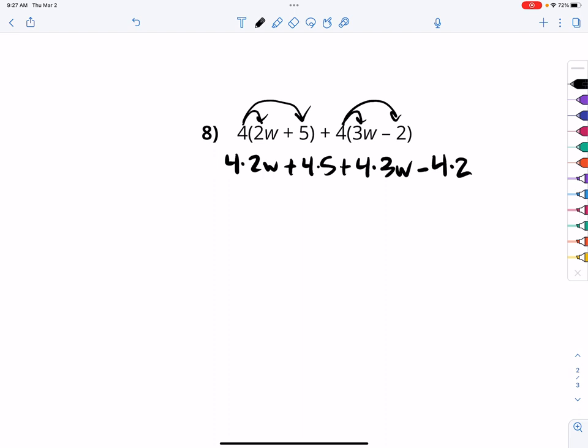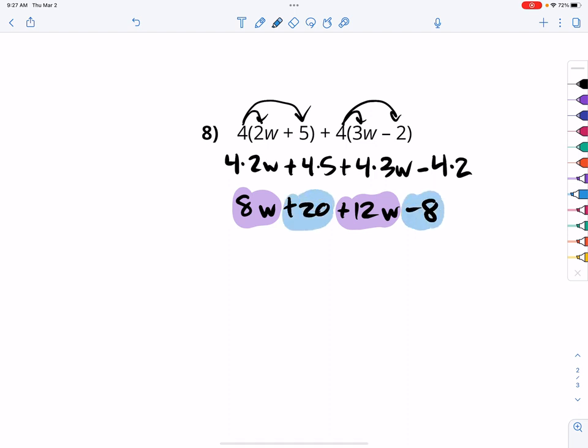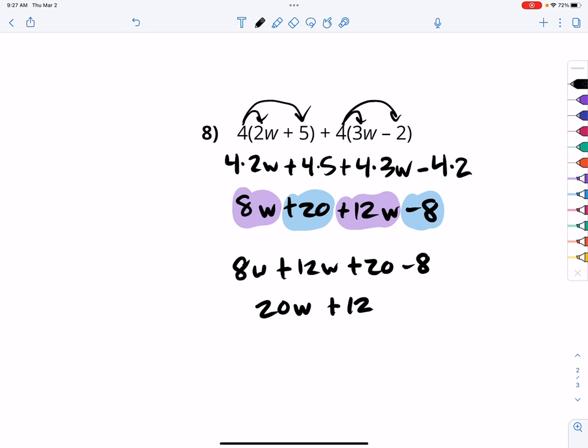Let's do our multiplication here. 8w plus 20 plus 12w minus 8. Color code my like terms, making sure to take the operations with them. Rewrite and reorganize. Simplify by combining like terms. And now I need to figure out what is my greatest common factor of 20 and 12.